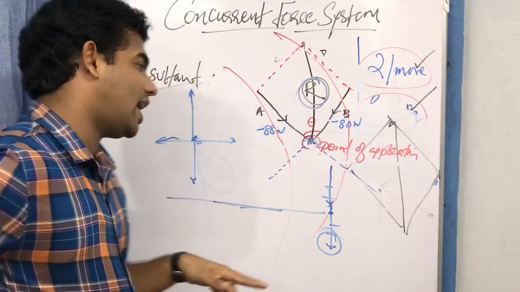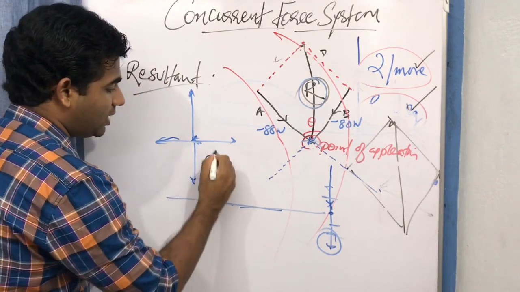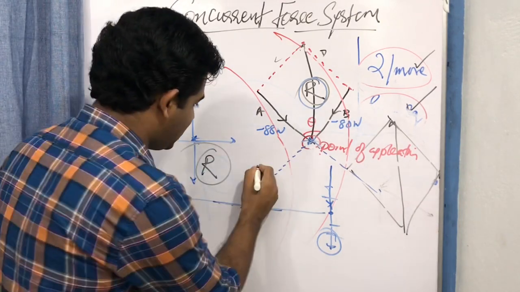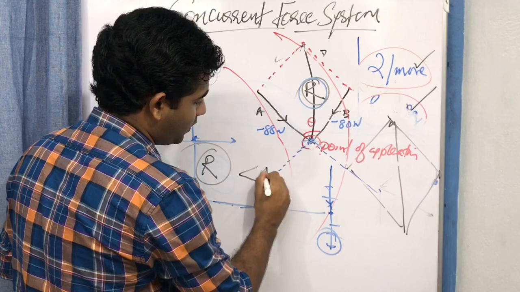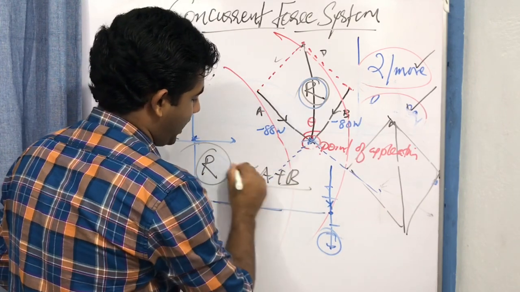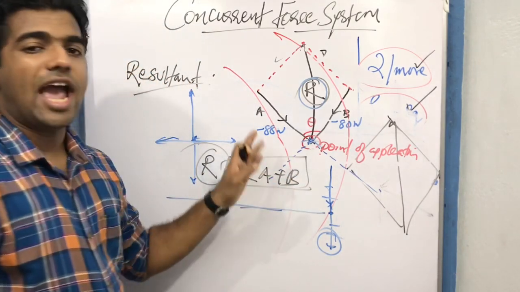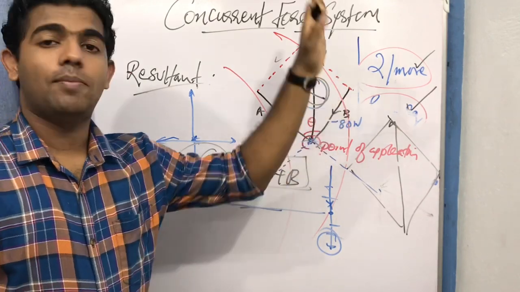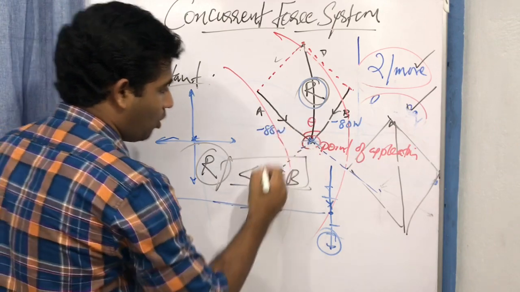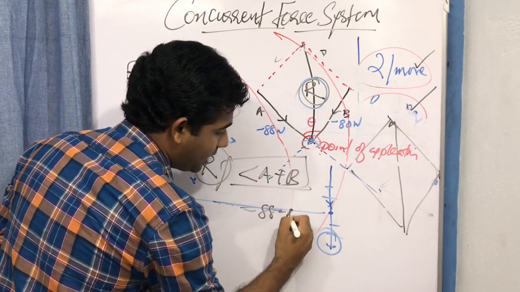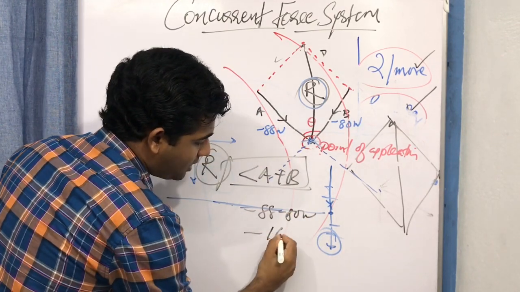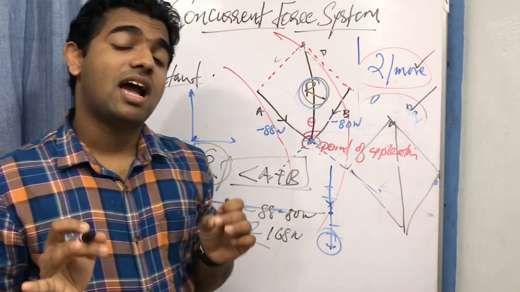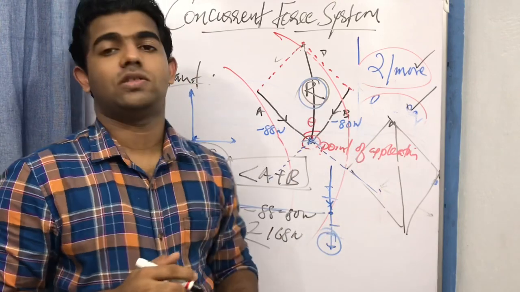Now what will be the value of the resultant? The value of the resultant will be less than the sum of both these forces, for example the sum of A and B. That is, the value of the resultant will always be less than the sum of A and B. More correctly, 88 plus 80 Newton becomes 168 Newton. So this value will always be less than the sum of both these forces.